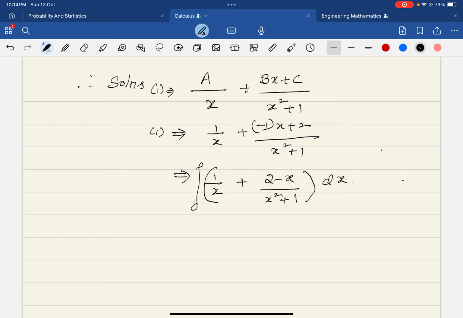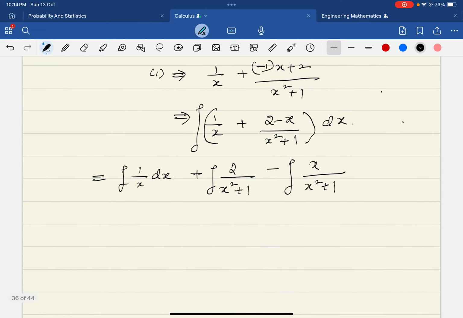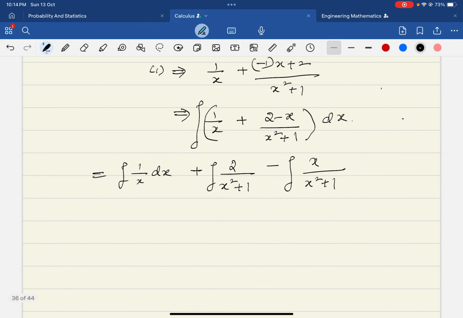So now that gives you the integral of 1 over x dx plus the integral of 2 over x square plus 1 minus the integral of x over x square plus 1. Like this we will rewrite, split this and find out. What is the integral of 1 by x? It is ln x. What is the integral of 1 over x square plus 1? It is tan inverse x.